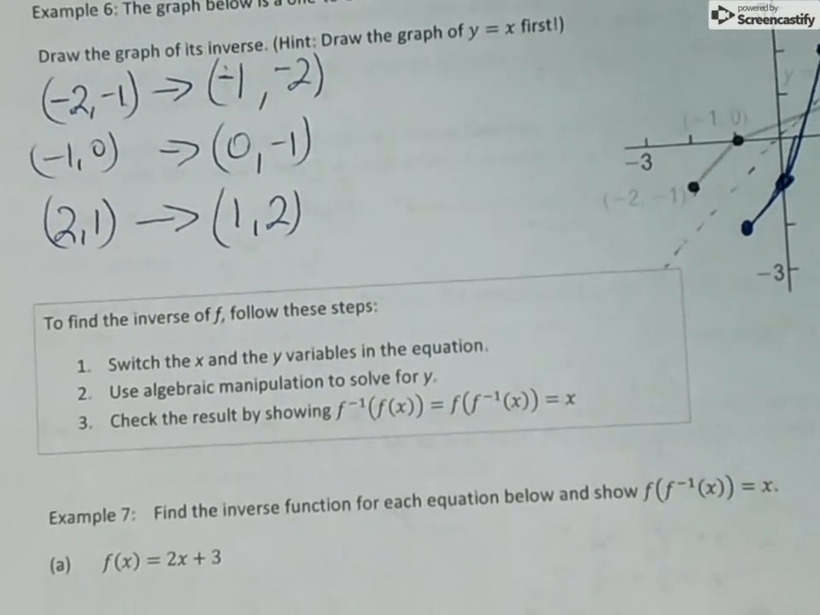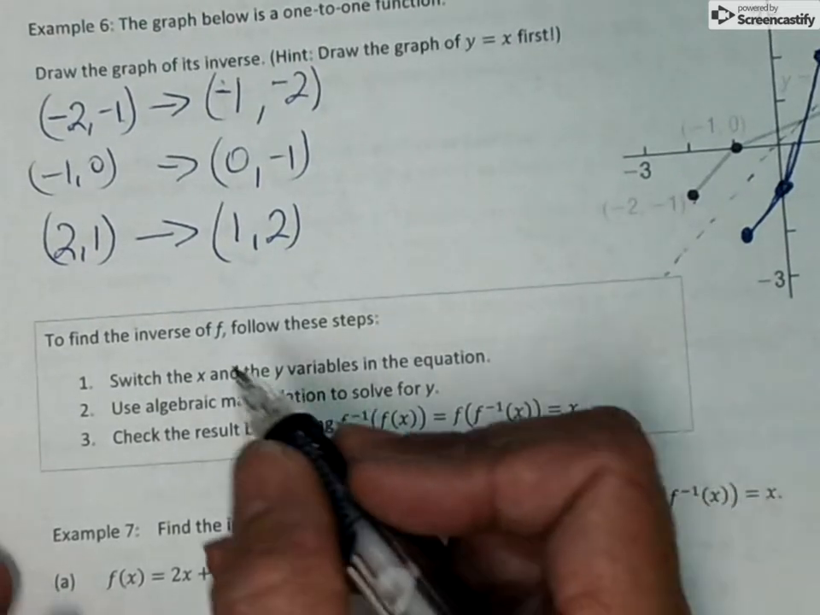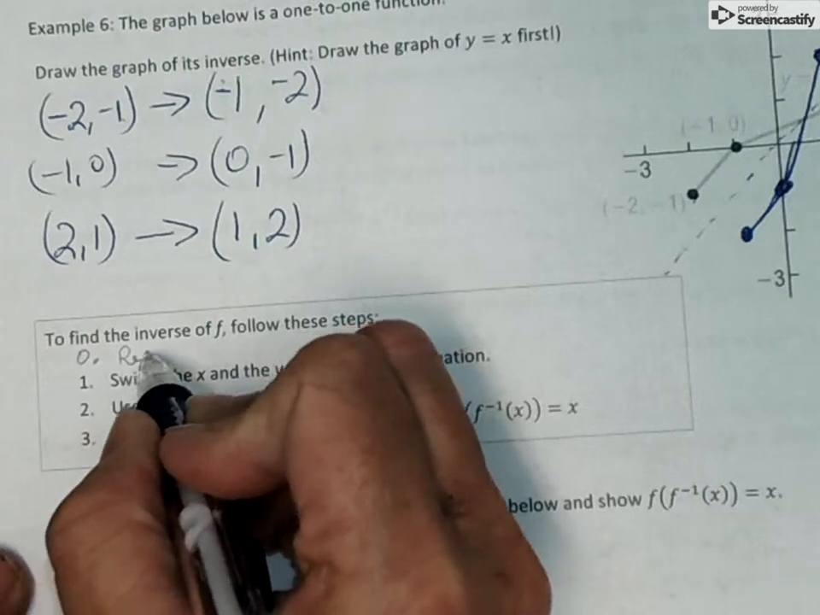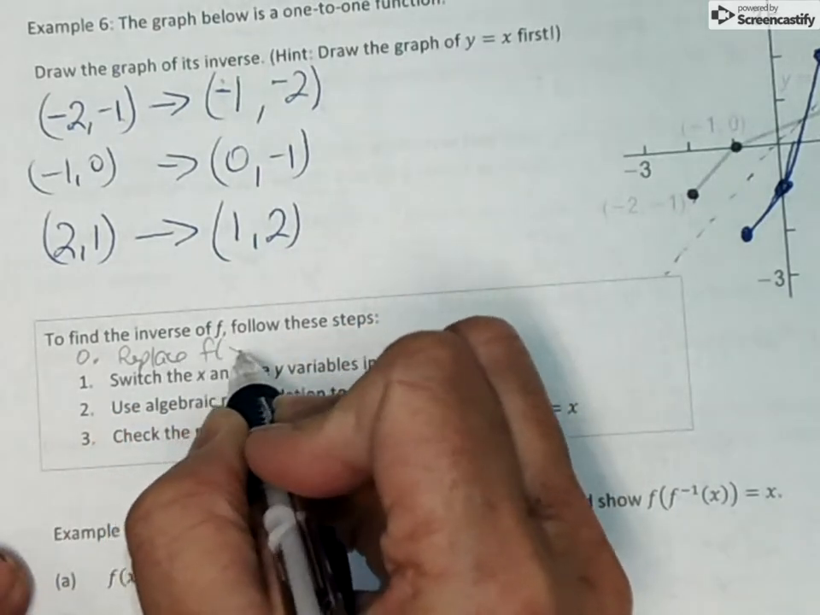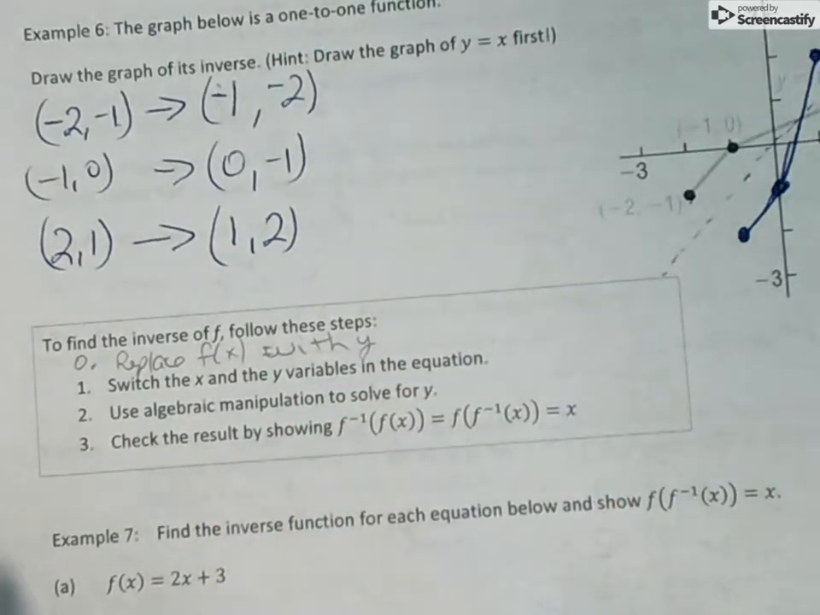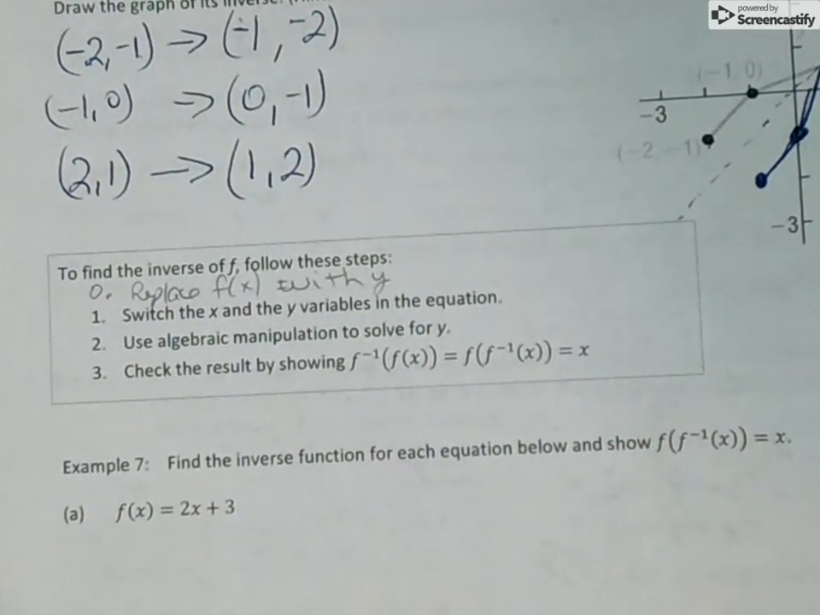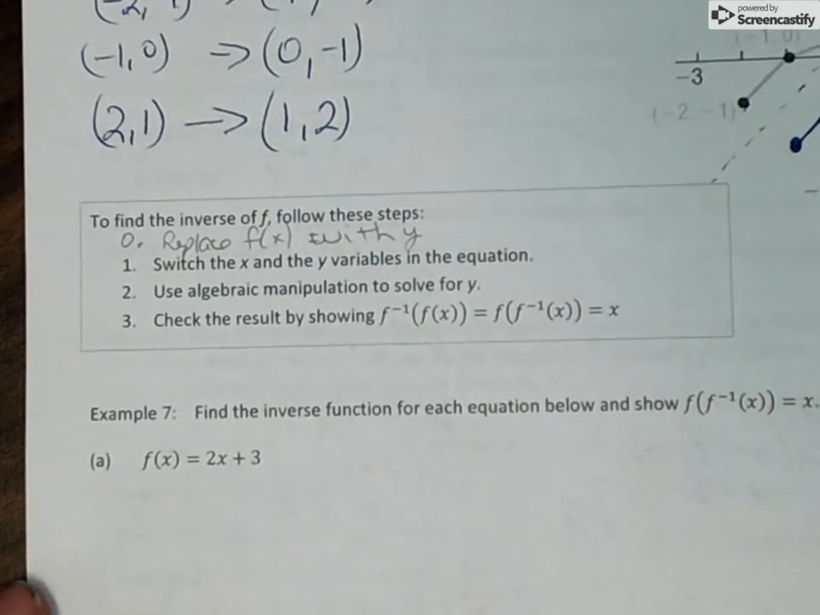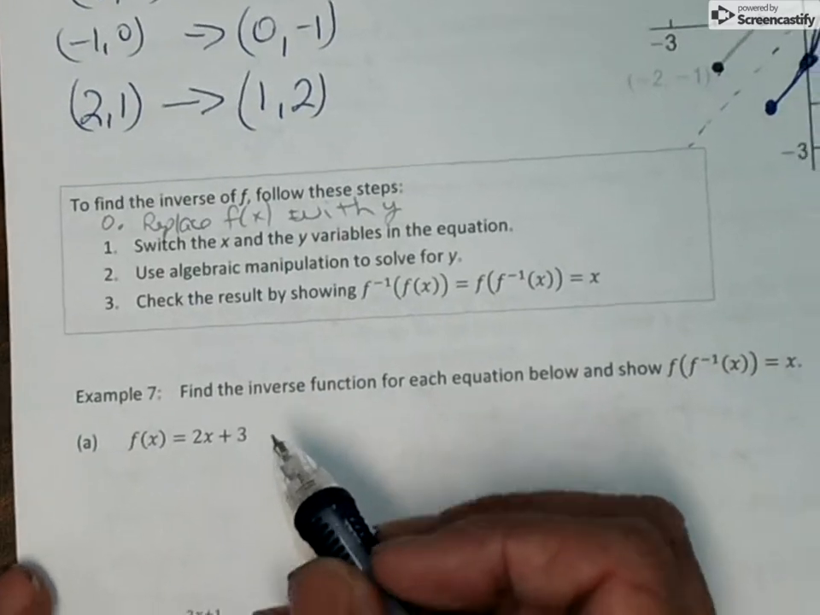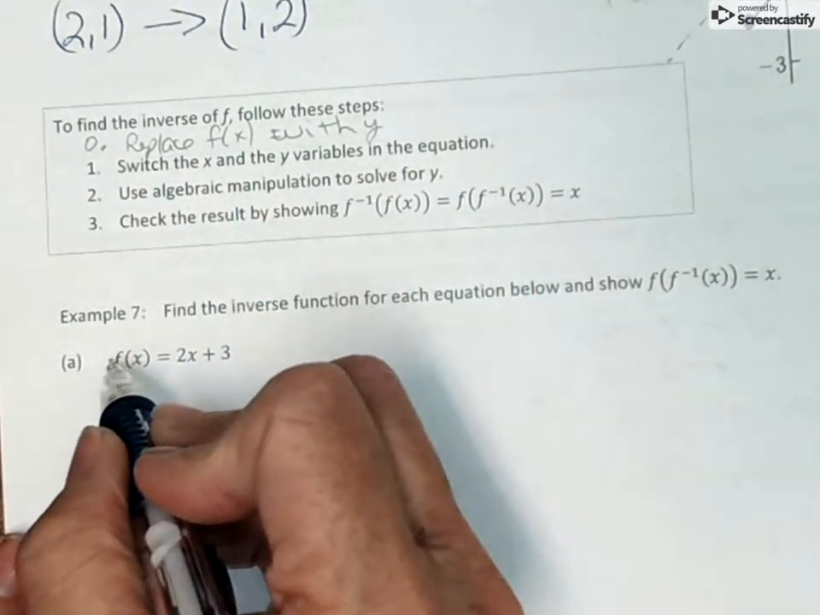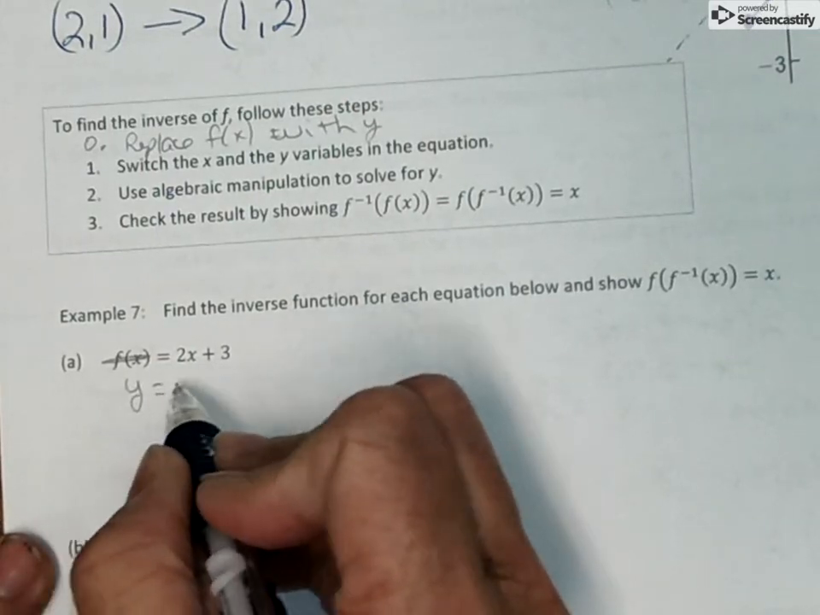Okay, so how do we find the inverse of function f? I'm going to put a step 0 in here and say replace f of x with y. So the first thing we're going to do is take out our f of x and replace it with y. How do you find your inverse? How do you create one? To find the inverse, we're going to follow these steps. First, we take out the f of x and put a y there.